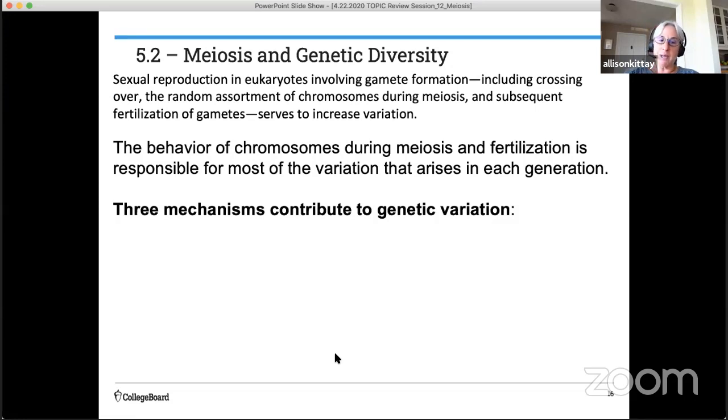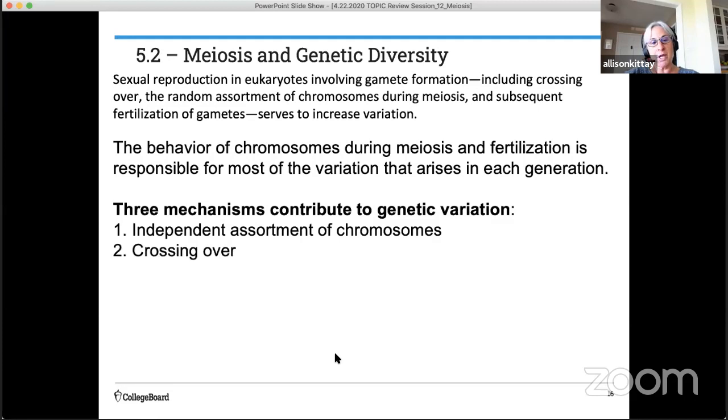So there are three mechanisms that contribute to genetic variation. The first is the independent assortment of chromosomes, and I'll show you that in the next image. Crossing over, which we just talked about, occurs in prophase 1 of meiosis 1, and random fertilization, which sperm cell fertilizes which egg, is a completely random process.